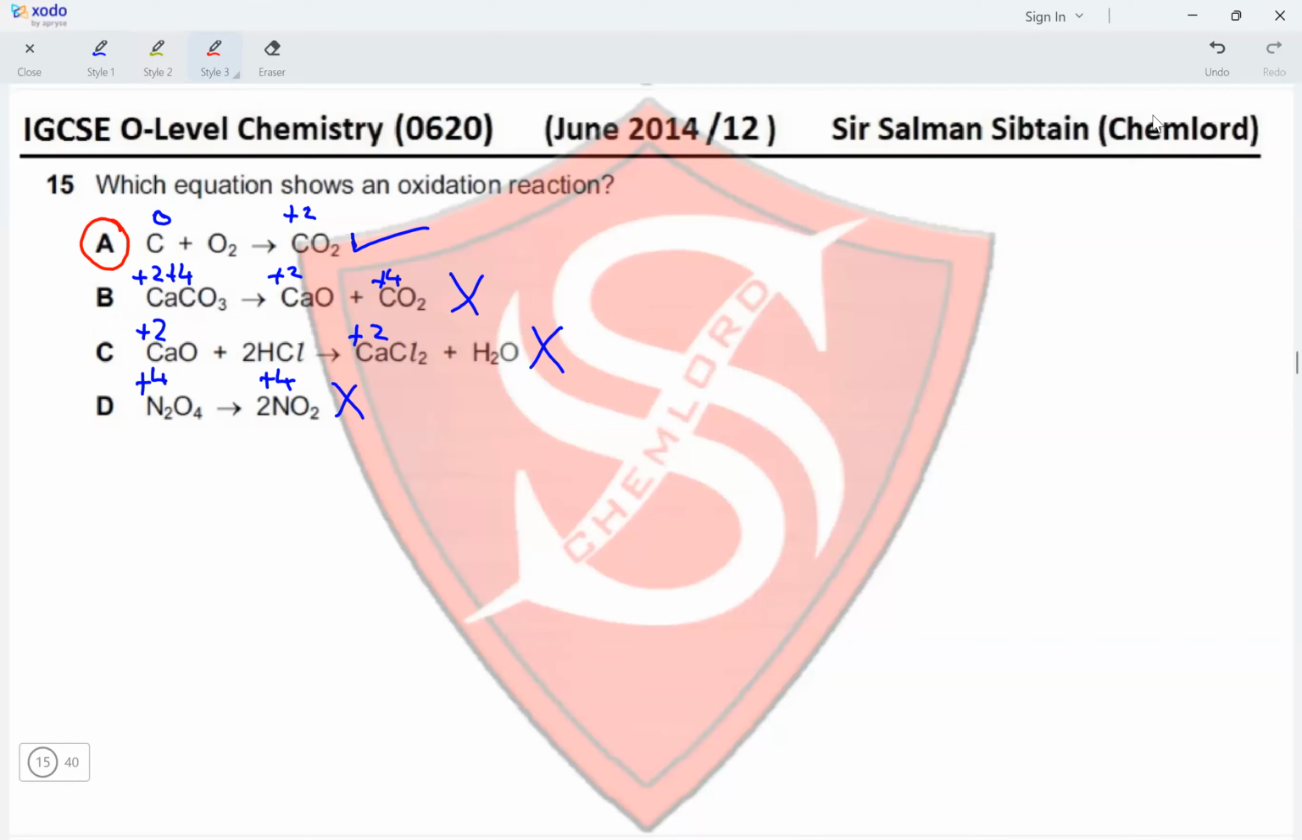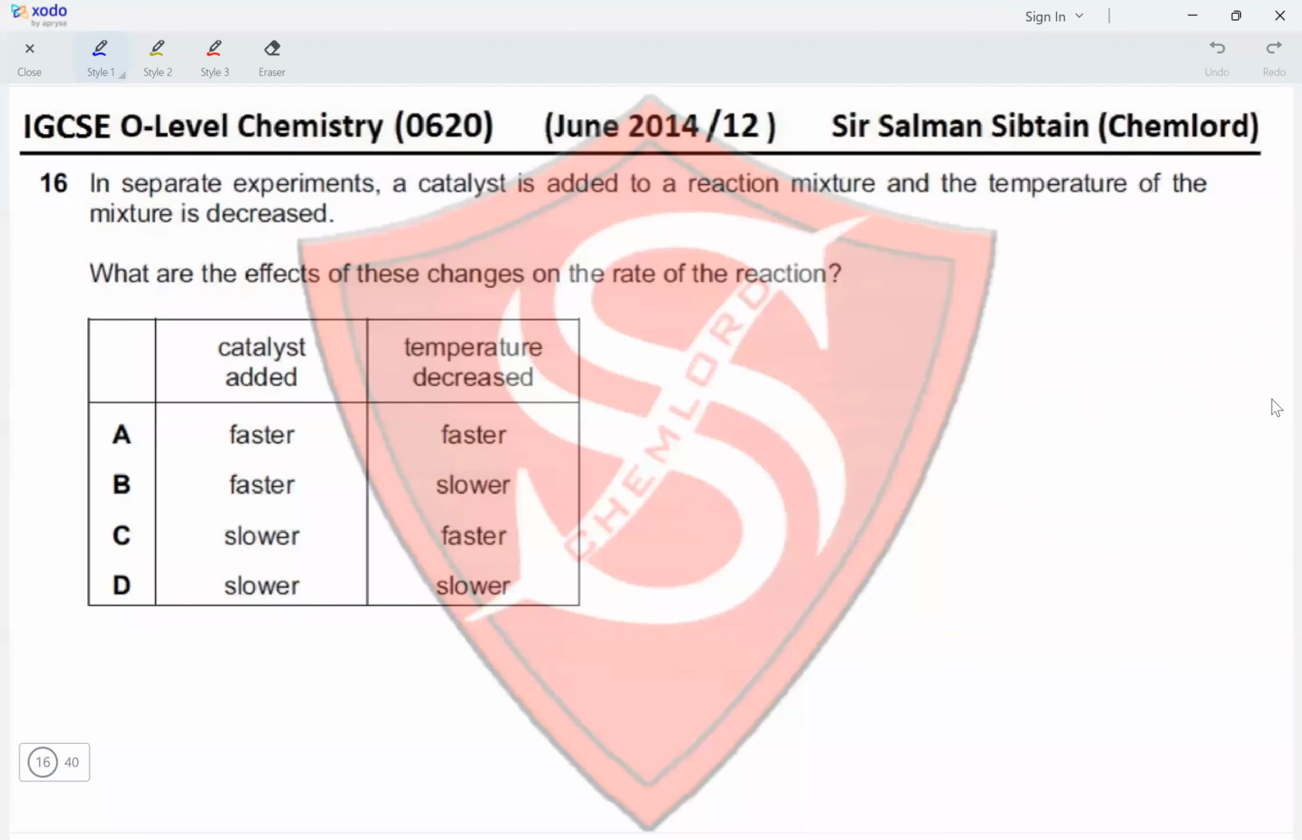Question 16. In separate experiments, a catalyst is added to a reaction mixture and the temperature of the mixture is decreased. What are the effects of these changes on the rate of reaction? So, catalysts added would make the reaction faster, not slower. So, this eliminates option C and D. And decreasing the temperature would make the reaction slower and not faster. So, this eliminates option A and makes option B the correct option for this question.